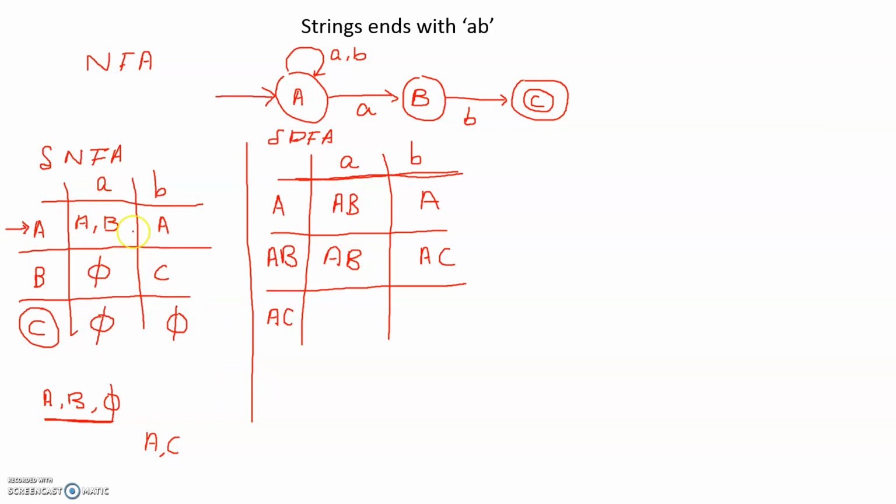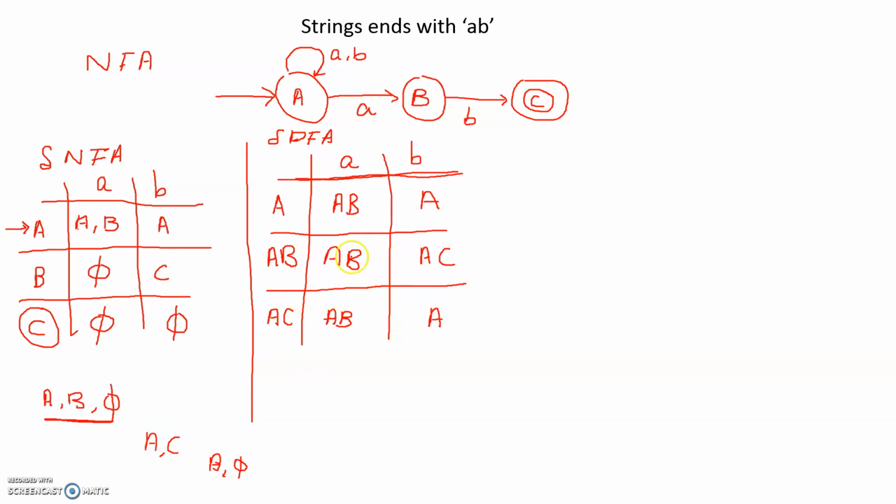Again look at the NFA's table. At state A and state C, what are the transitions on seeing A? That is A, B and phi. So here we can write it as AB. Then on seeing a B, at state A it will be at state A, and in state C on seeing a B it's a null transition, that is phi. So when you combine these two, we will get A itself.